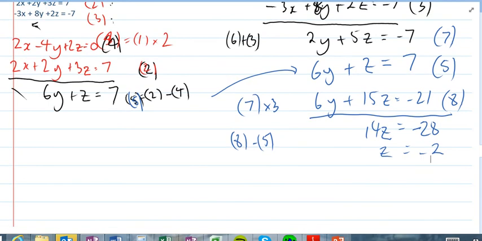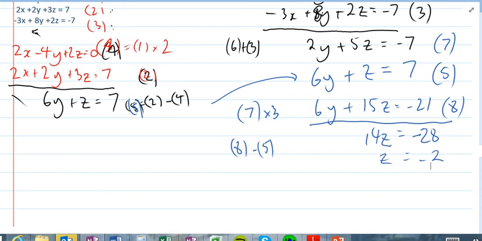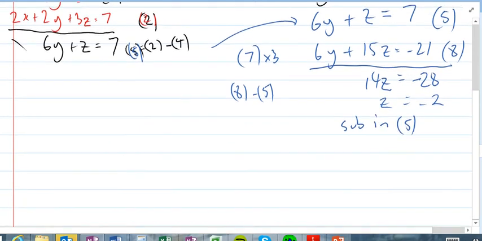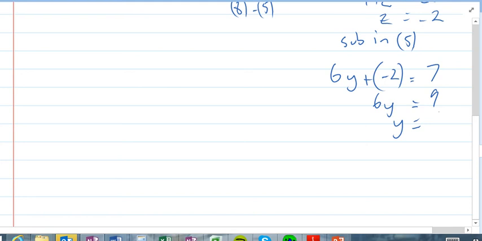Now I can substitute that back into one of these other ones. I'm going to sub it into equation 5 so that I get 6y plus minus 2 equals 7. So I'm going to plus 2 to both sides. I get 9. 6y is 9. So y is 9 on 6, which is 1.5. So I've got z and y.